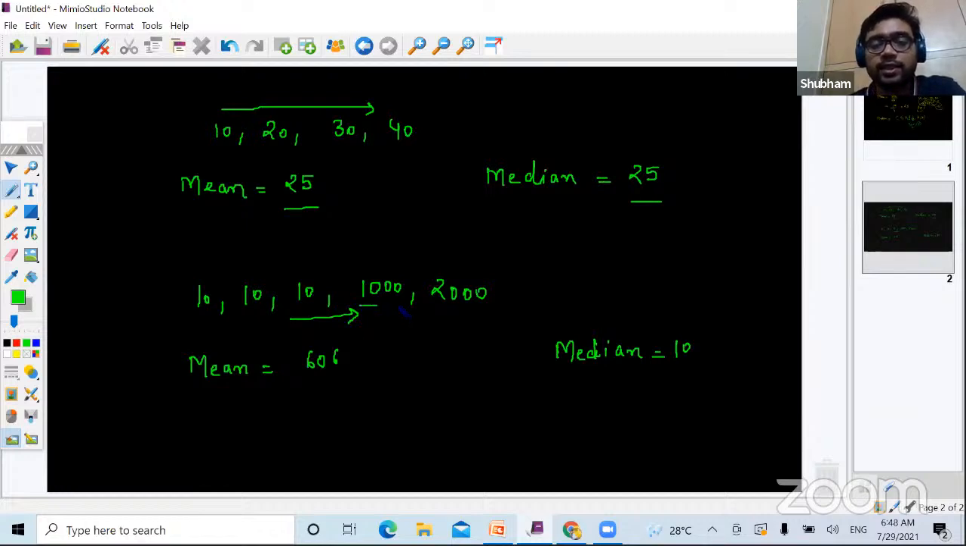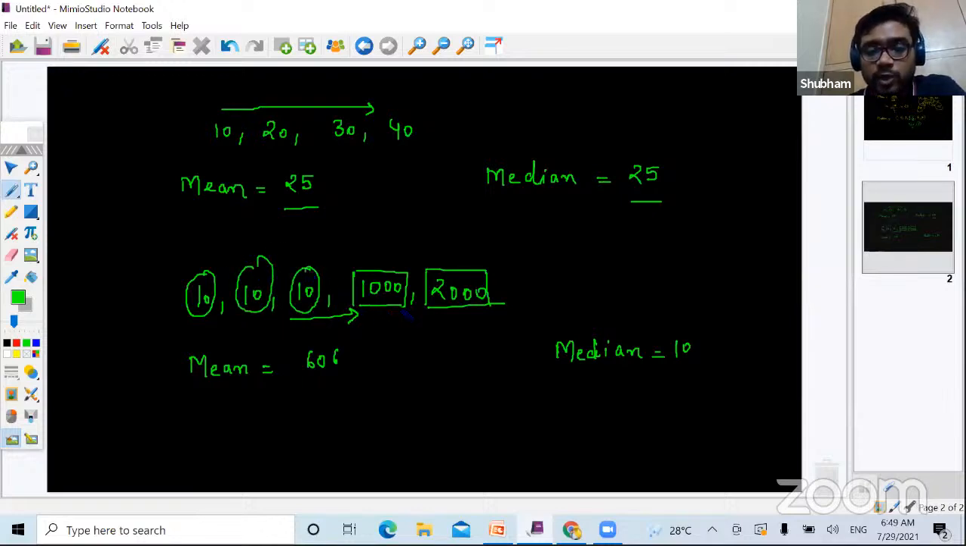As you can see, the values are very high at the very end. It starts off with very low values at the start, but it ends off with very high values. So data is not uniformly distributed.